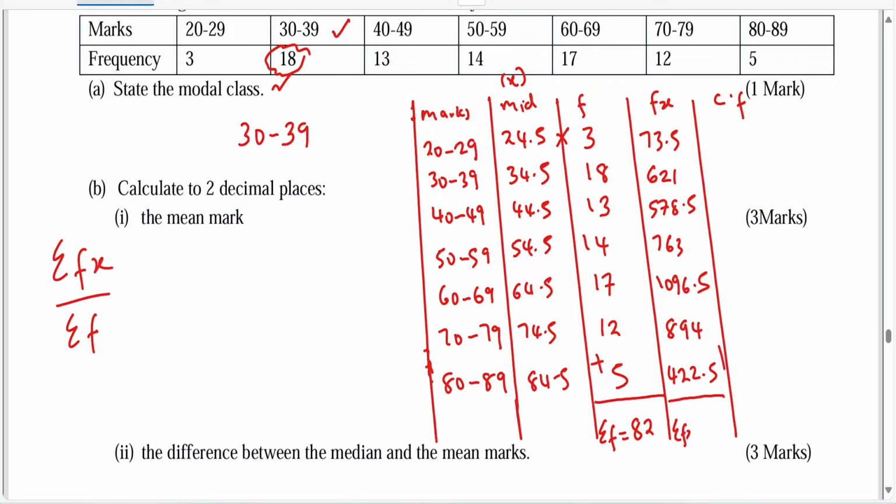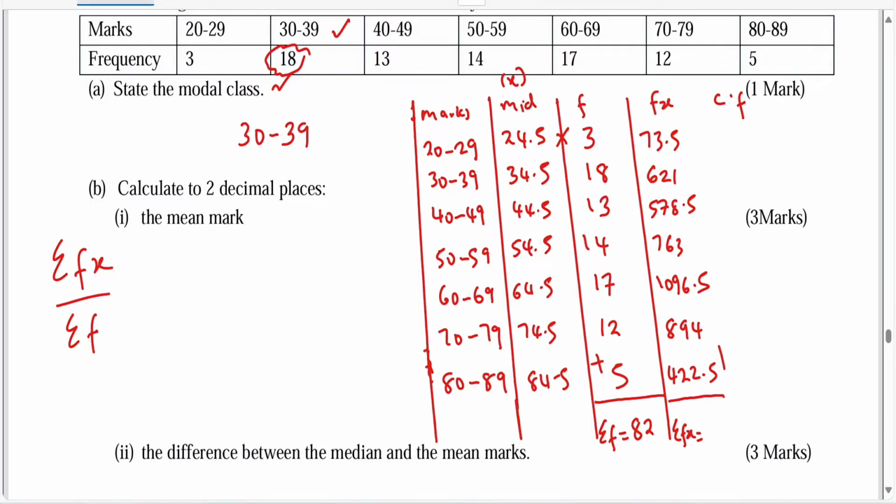What about sum of fx? Right. So sum of fx itakuwa ni ngapi, right? So sum of fx, take all of this, add them together, just like you did with the frequency. So 73.5 plus 621 plus 578.5 plus 763 plus 1096.5 plus 894 plus 422.5. And basically whatever you have here is around 4448.5. In which I'm confirming, is it a true thing? No, not a true thing. I forgot something to add. So it's around 4449.